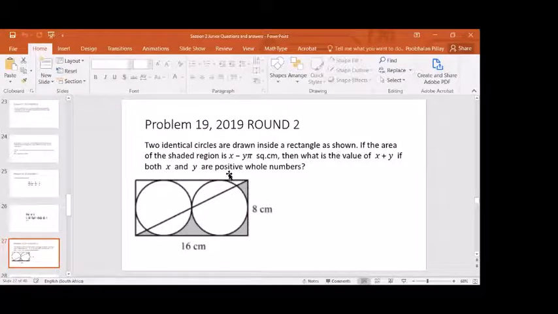And they say the area of the shaded region is x minus y pi. So the question is, what is the value of x plus y? So in other words, I need to calculate the area of the shaded region. And that looks really weird, because how the heck are you going to calculate the area of such an irregular shape?